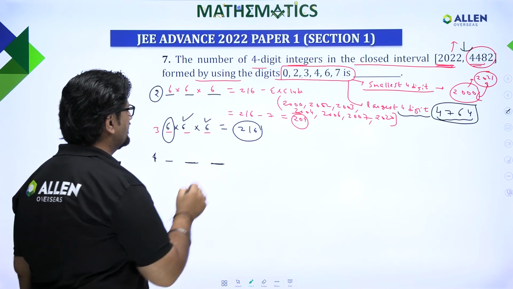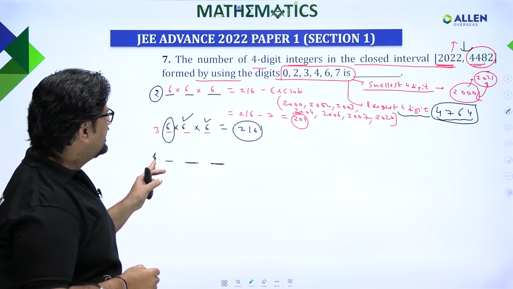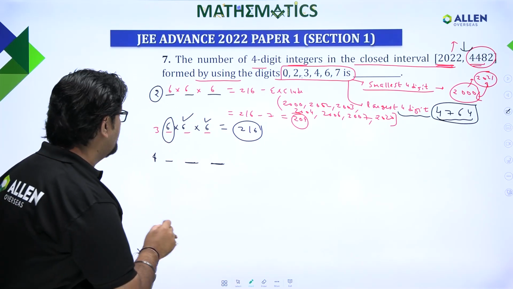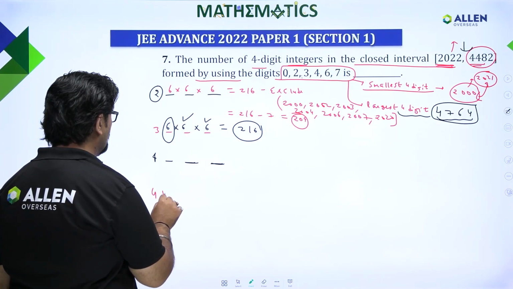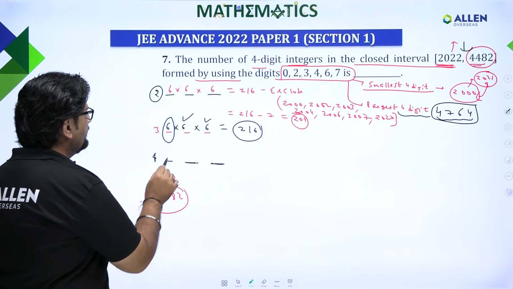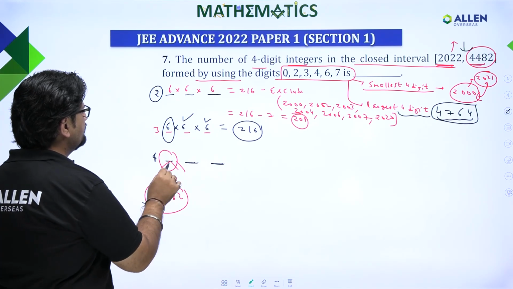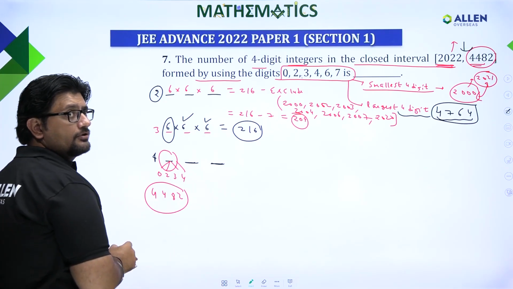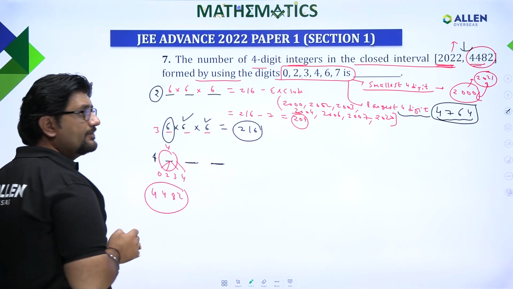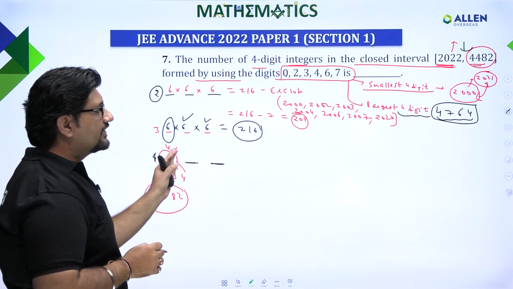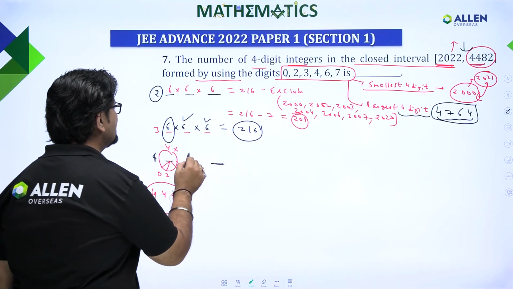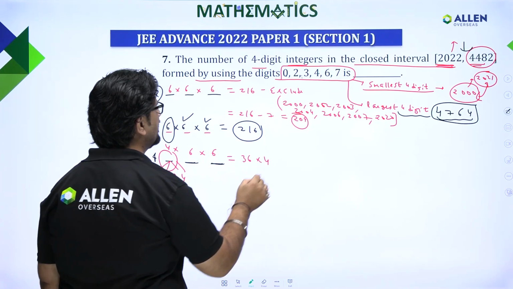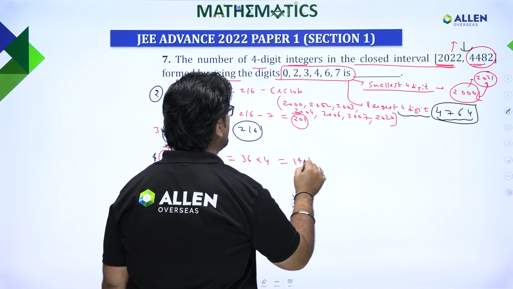Now I will start the number starting with the 4. Now if I start the number with the 4, then you have to take care of the thing, my dear, that the number should not exceed 4482. Means at the second place, the digits which can take part are 0, 2, 3 or 4. So this place can be filled in only 4 ways. But now there is no restriction for the next places, my dear. So 6 cases for it and 6 cases for it, my dear. So in total, we are getting, yes, 36 multiplied by 4, which is equal to 144.